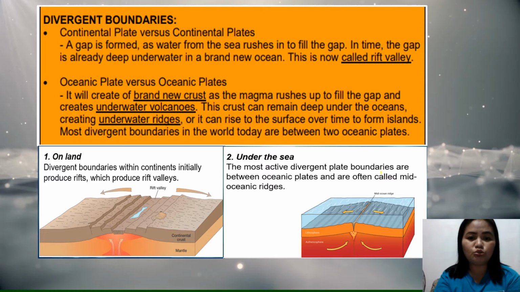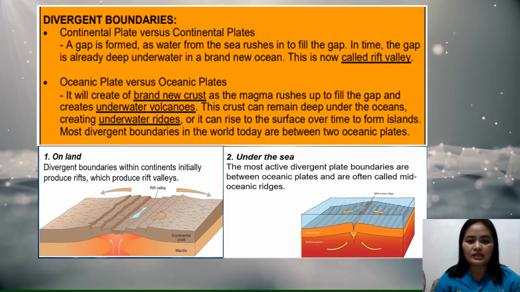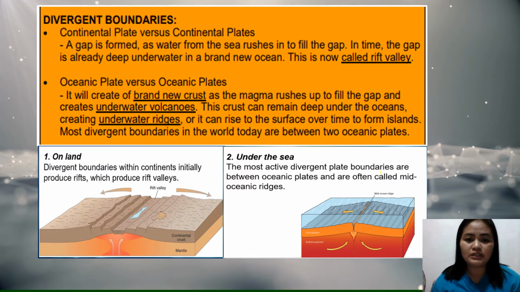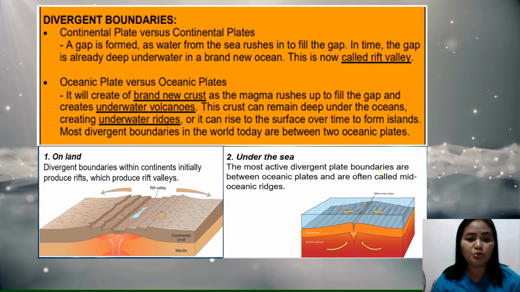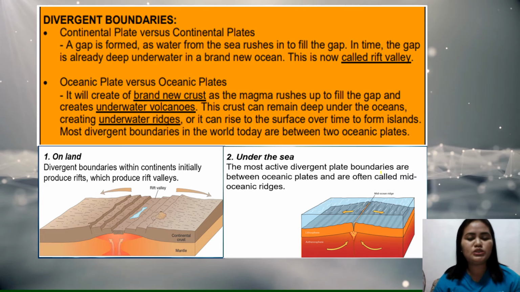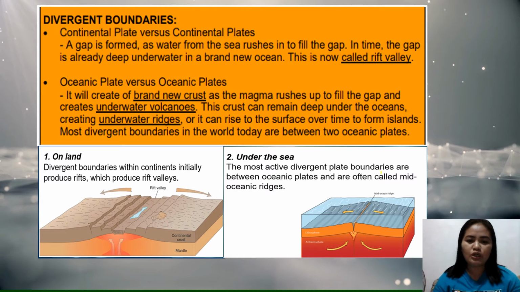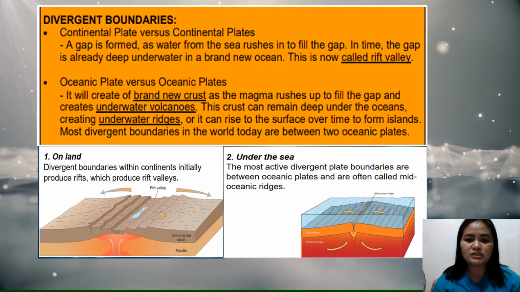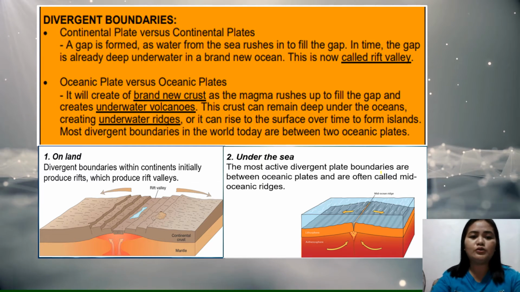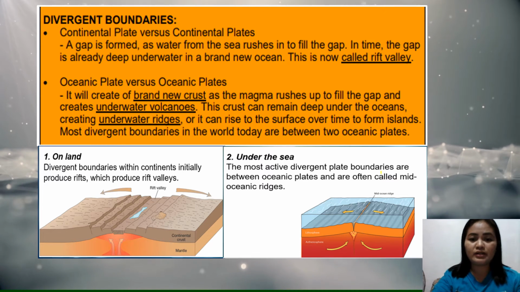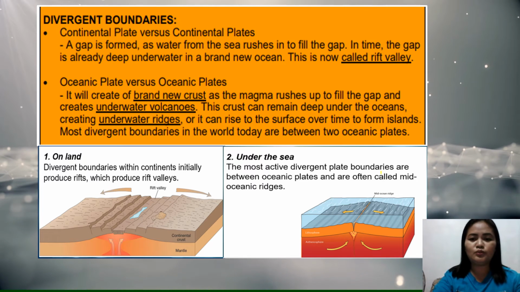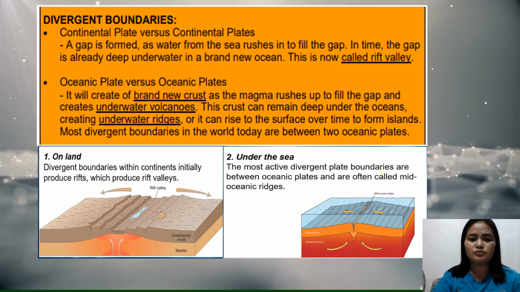Dito naman sa number 2, sa under the sea, ang lalabas naman ay magma. And that magma will cool down later on and will become the new crust. Brand new crust. So, parang luluwang yung dagat. Pwede daw na mag-stay lang dyan sa under the ocean or pwede rin silang pumaibabaw or can rise to the surface over time to form islands. Oh, ganun pala nabubuo yung mga islands.